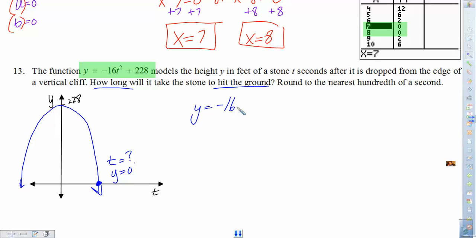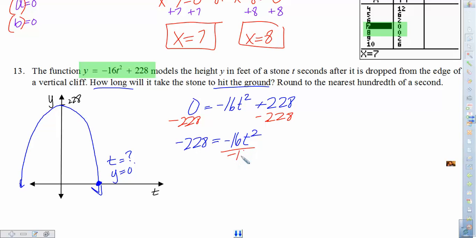These quadratic situations in which we do not have a linear term, see we've got a quadratic term of t squared, and we have a constant term of that 228, we're really just looking for when is that height going to be 0. So we can solve this algebra problem by subtracting 228 from both sides. So negative 228 equals negative 16t squared. And now we divide both sides by negative 16.